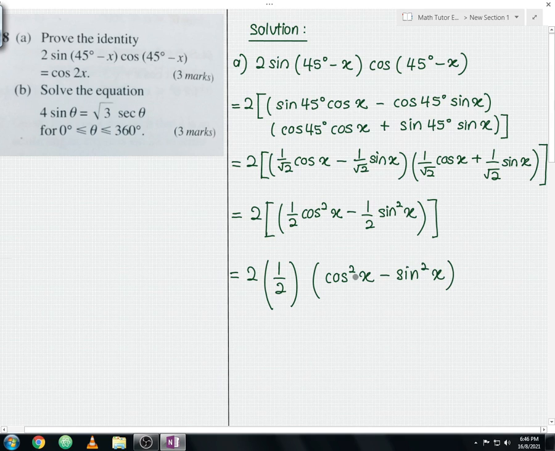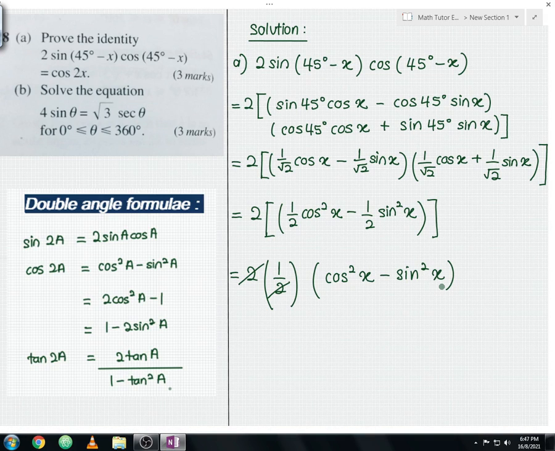Since you already factor out the 1 over 2, guys. So from here, this 2 and 1 over 2 you can simplify. You only left with 1. So from here, if you take a look, this expression gives us cos square x minus sine square x. This cos square x minus sine square x, you can find in the double angle formula concept, guys. If you don't know what is the double angle formula, I'm going to show you right now. So this is the list of double angle formula.